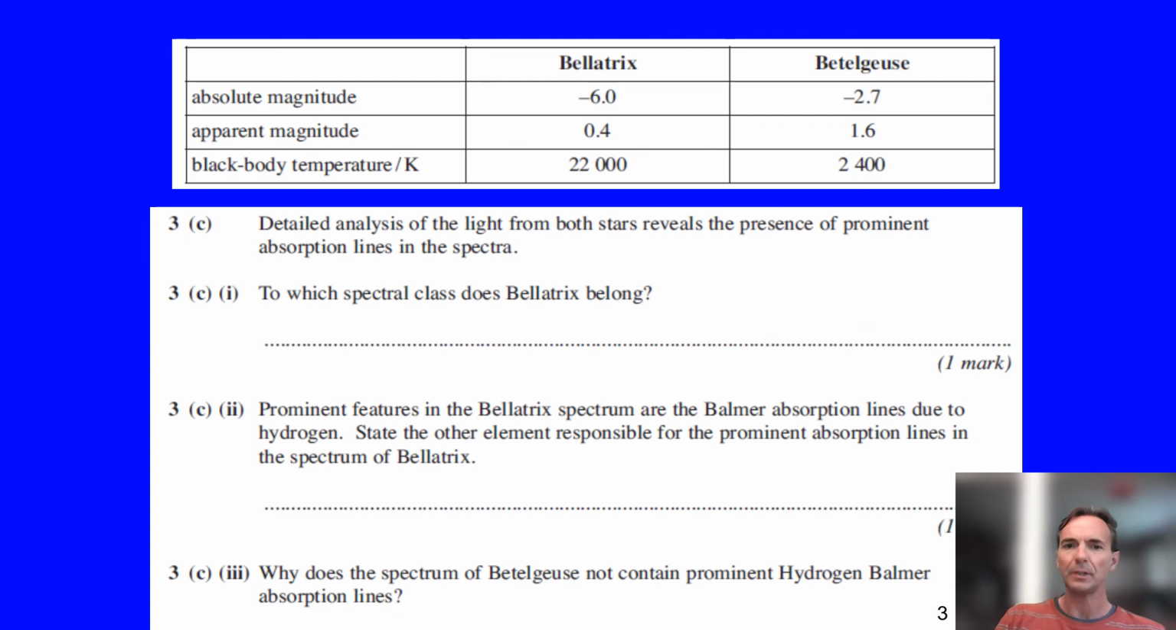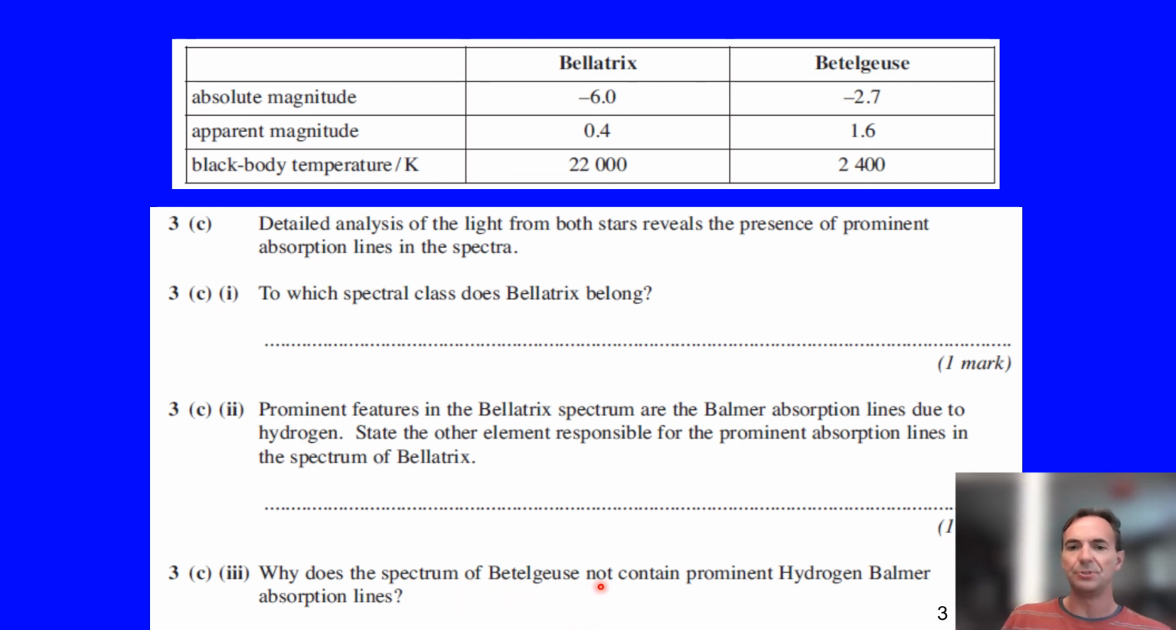Okay. So here's a typical question. So detailed analysis from both of these stars here. So Bellatrix and Betelgeuse. To which spectral class does Bellatrix belong? So there you go. It's 22,000. It's not in the top, is it? Oh, B. Right. It's B. That's why you've got to remember these things. Prominent features are Balmer absorption due to hydrogen. State another element responsible for. So that's why you've got to get that in. So look on your little card you've created to get that in there.